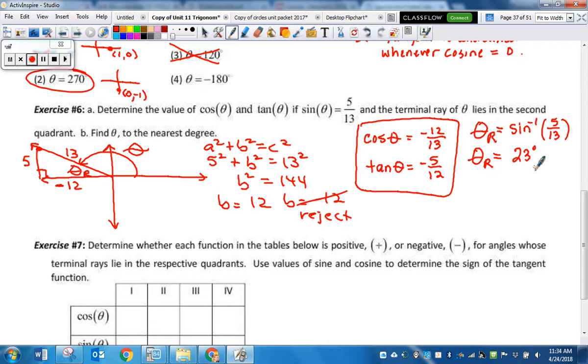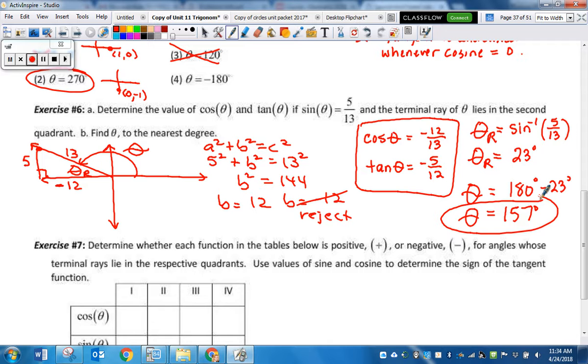How do I then find theta? What they really want. They don't want theta reference, they want theta. What do I have to do? Subtract it from 180. 180 minus 23. Yeah. So final answer? 157. Okay, final answer, 157 for my theta. So if you wanted to check yourself, you'd be off a little bit because we rounded, but the tan of 157 degrees, if you make sure you're in degrees, should equal negative 5 divided by 12. You might be a little off because of our rounding, but it should be pretty close.